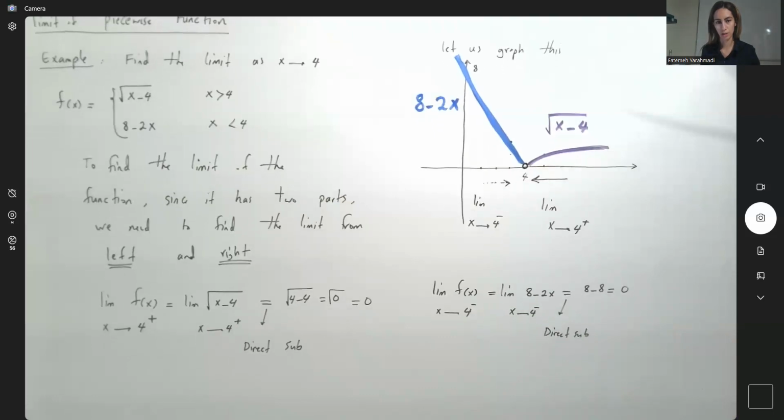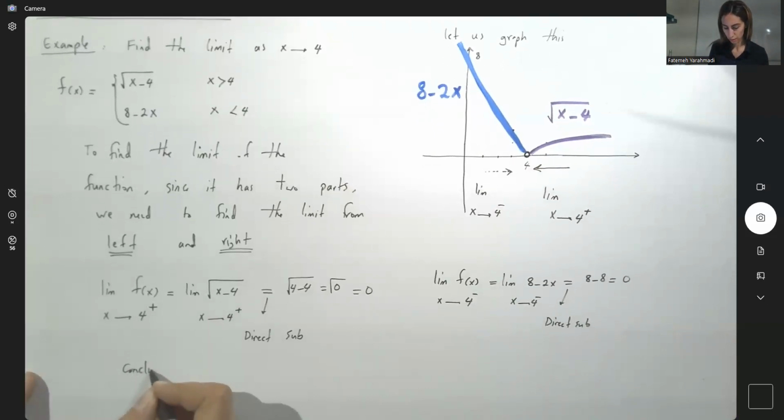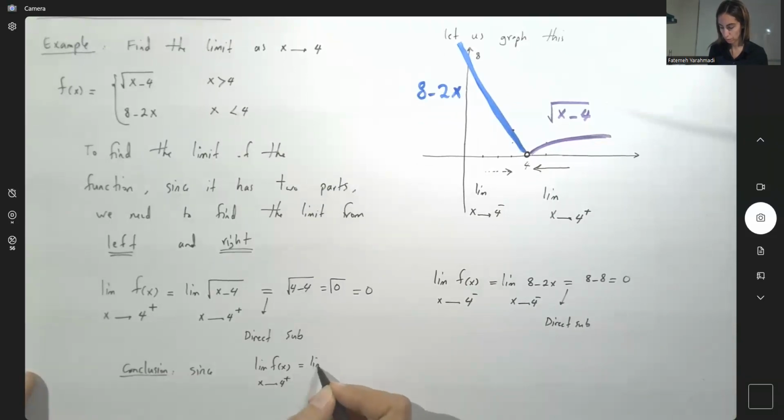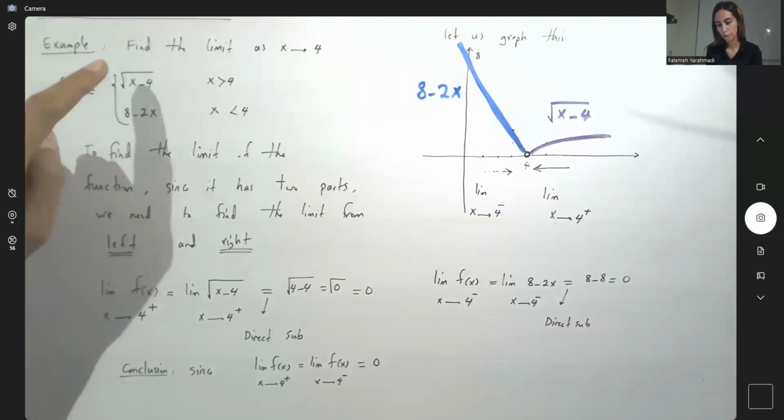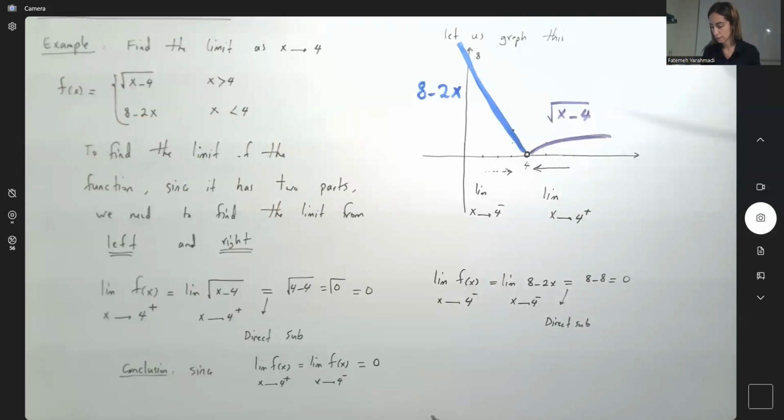Now, what is the conclusion? Since the limit from left is equal to the limit from right, both of them equal to 0, we're going to say that the limit of the function as x approaches 4 is 0. The limit of f of x as x approaches 4 is 0. This is your conclusion. This is what we are looking for. If they are different values, then you're going to say that the limit doesn't exist.